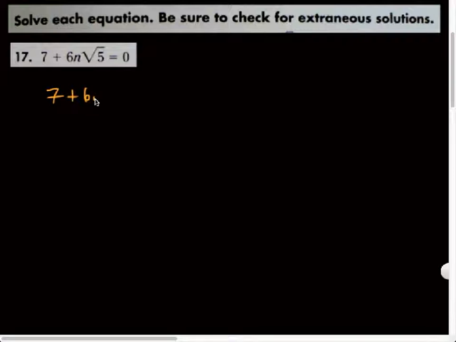7 plus 6n square roots of 5 equals 0. Now, I wouldn't necessarily classify this as a radical equation. This has a radical in it, but the variable's not in the radical. So to solve this, we're going to isolate the variable. So we'll subtract 7 from both sides, and then we'd have 6n square roots of 5 equals -7.